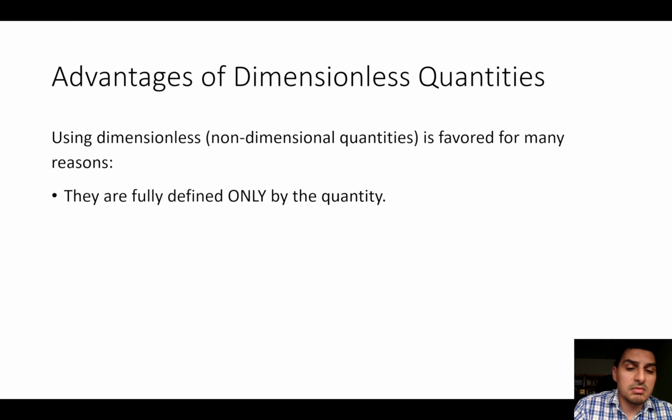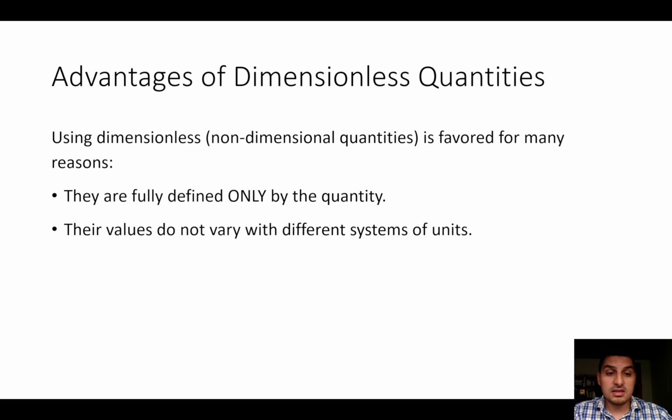So this is in contrast to the rest of the dimensional quantities. If I tell you that the concentration is 1, what is 1? Is it 1 mole per liter? Is it 1 mole per meter cube? Is it 1 pound mole per foot cube? It's not fully defined by just the number. So you have to define it by two pieces of information: the quantity and the units. But the dimensionless quantities are defined by only one thing, which is the quantity.